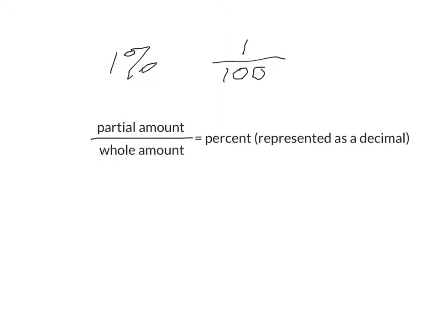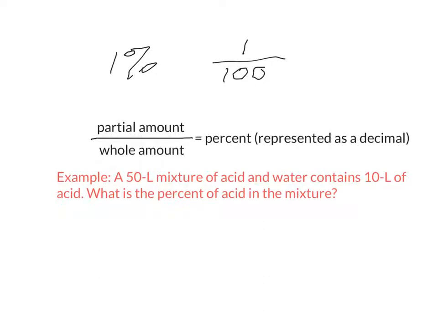So let me give you an example here. So our example might read like this. A 50-liter mixture of acid and water contains 10 liters of acid. What is the percent of acid in the mixture? Well, what's the partial amount we're talking about in this case? The partial amount that we're talking about in this case is simply 10, because that's 10 liters of acid. And the whole amount is 50 liters of the mixture.